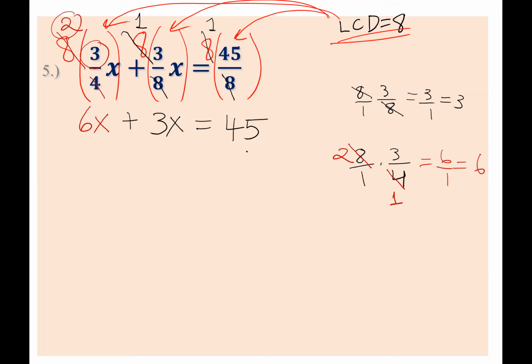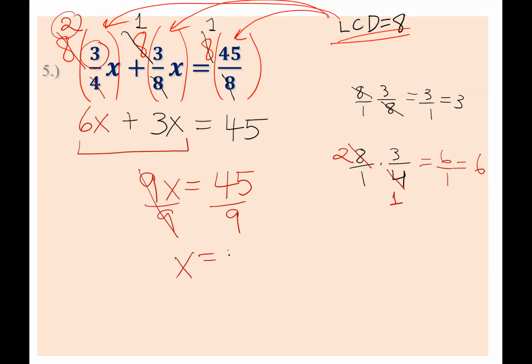Okay, I was almost ready to subtract 3 on both sides, but we don't really have 3, we have 3x. So what we get to do actually is combine like terms. 6x plus 3x is 9x. So I can rewrite 9x equals 45. And then we'll divide both sides by 9. The 9's cancel out. x equals 45 divided by 9, which is 5. So x equals 5.